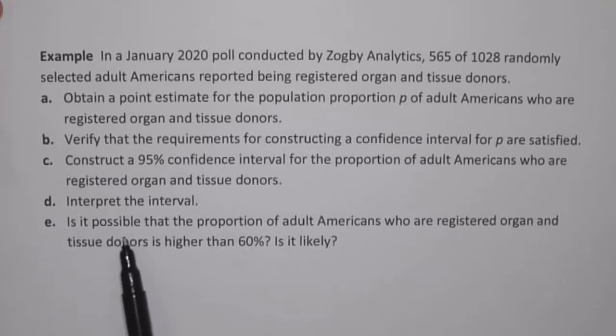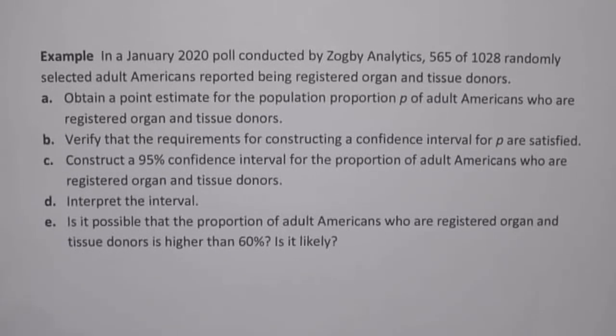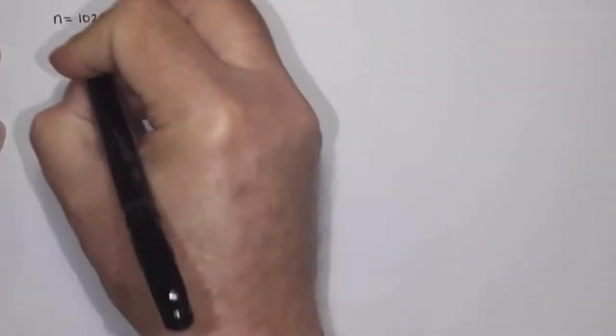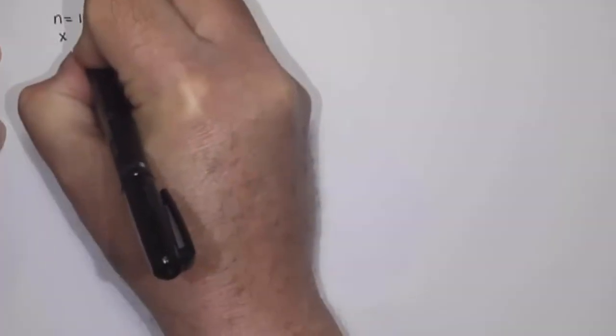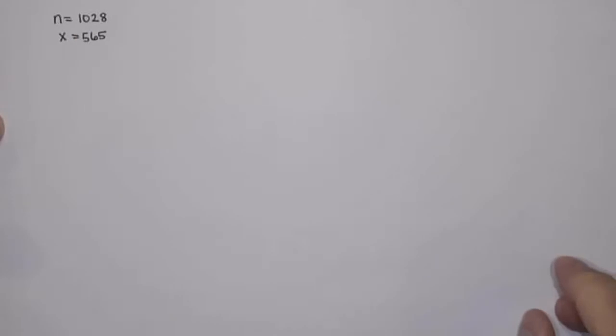And E, is it possible that the proportion of adult Americans who are registered organ and tissue donors is higher than 60%? Is it likely? So we're going to look at each one of these on a separate sheet. I'm going to begin by writing down what we learned in the problem statement. So there was a sample of 1,028 adult Americans, and of those 1,028 adult Americans, 565 stated that they were registered organ and tissue donors.